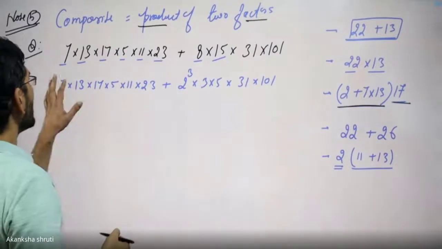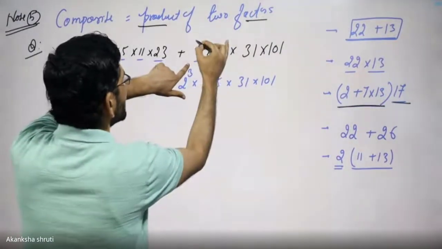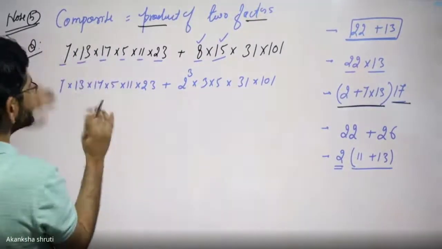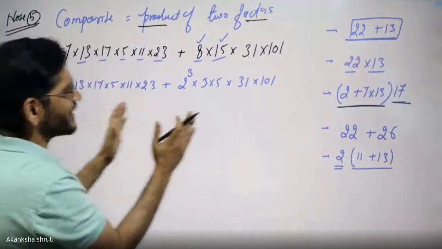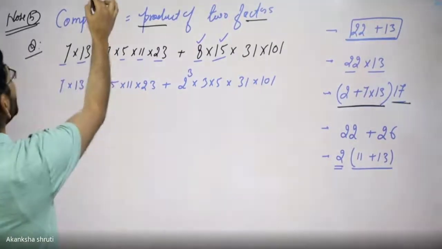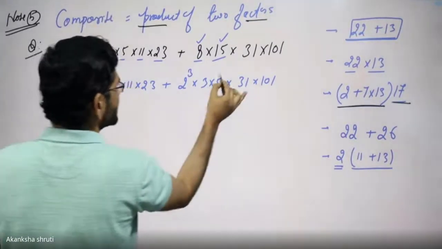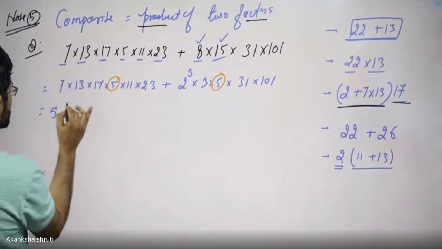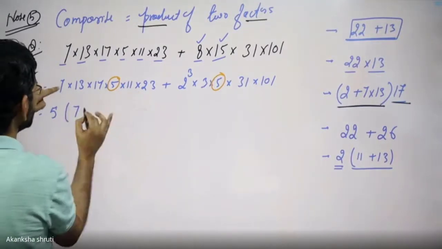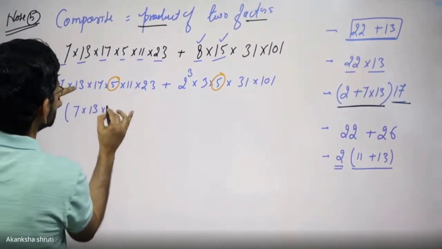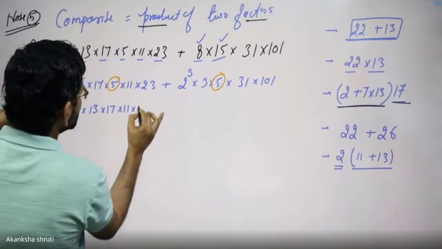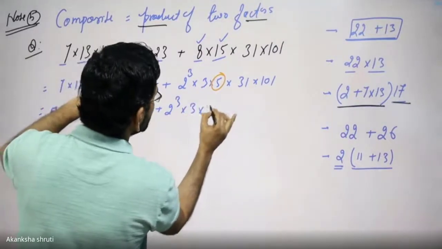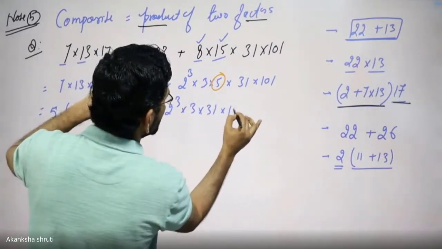Now this 8 and 15 were composite, and we have written them as prime factors. Then we just have to compare: is there any prime factor which is common? Yes, students, here you can see this 5 and 5 is common. It means this can be written with 5 outside and the other bracket will be the remaining one: 7, 13, 17, 11, 23 plus 2 to the power 3 into 31 into 101.